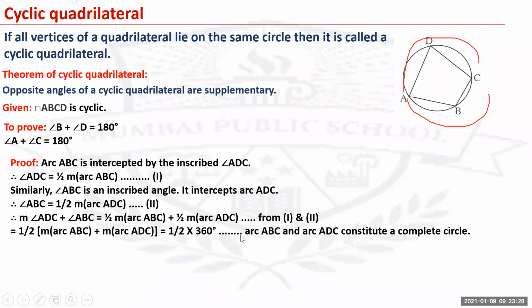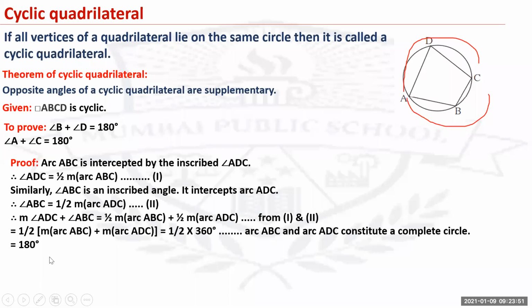So half will come common. Half into measure of arc ABC plus measure of arc EDC. Now these two arcs ABC and EDC, they constitute a complete circle. So the value is 360. So you'll get half into 360. When you do the calculations, you'll get that equals 180 degrees.